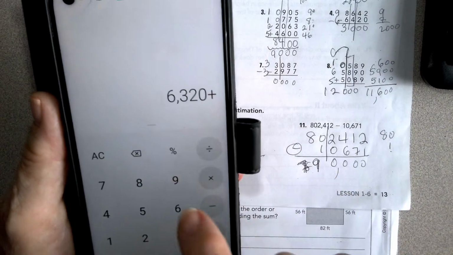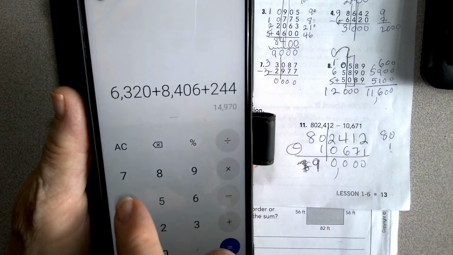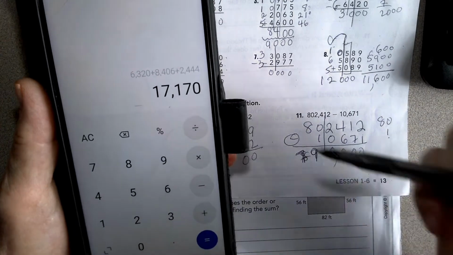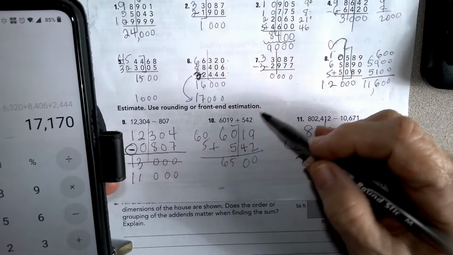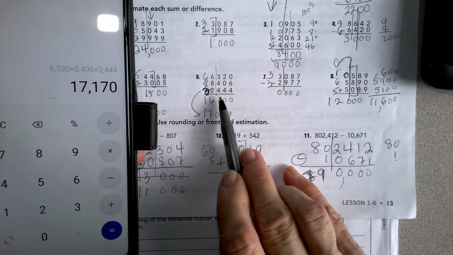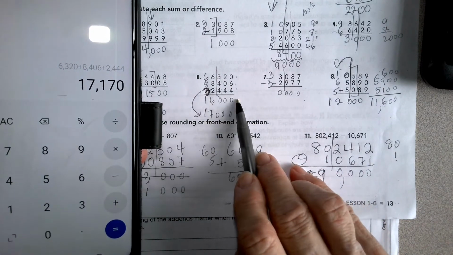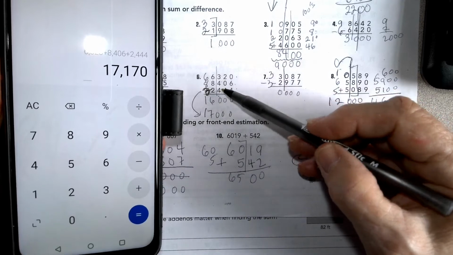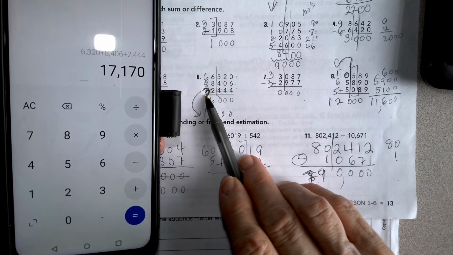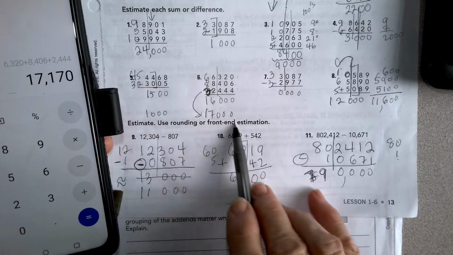6320 plus 8406 plus 2444. Okay, look at my real answer, and look at the first estimate. Isn't that estimate low? Yes. And again, it was low because all of these rounding numbers were low. So it gave us a low estimate. That's why if they're all low, even though that normally would stay at 2, you want to make it a higher number, a 3. So then your estimate is more accurate. So the second time we did it, it is this.